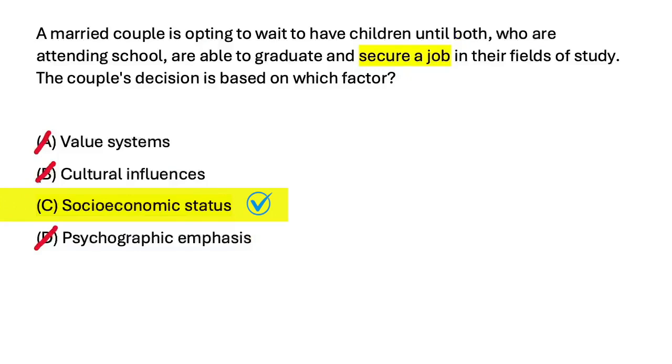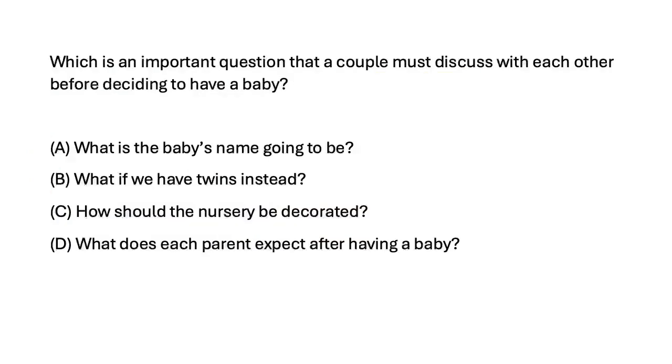Economic status can be determined by education and salary. This is an important question that a couple must discuss with each other before deciding to have a baby. Would it be A, what is the baby's name going to be? B, what if we have twins instead? C, how should the nursery be decorated? Or D, what does each parent expect after having a baby? Let's look at each option and keep in mind we're looking for the most important question for a couple to discuss before deciding that they're going to have a child.